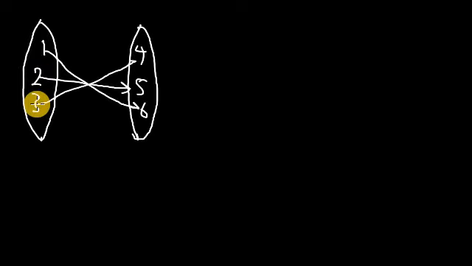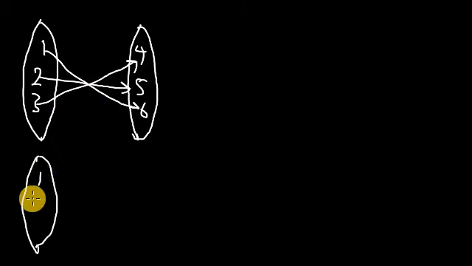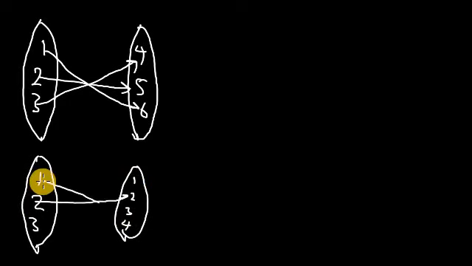If I'm using numbers 1, 2, 3, and I have 4, 5, 6, and 1 is mapped to 6, 2 is mapped to 5, and 3 is mapped to 4, such a function is said to be an injective function. Similarly, if I have 1, 2, 3, then 1, 2, 3, 4, and 2 is mapped to 2, 1 is mapped to 3, and 3 is mapped to 4, this is still an injective function, which is the same thing as one-to-one mapping.